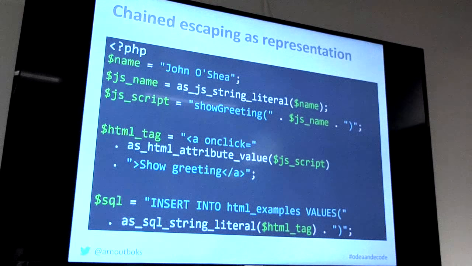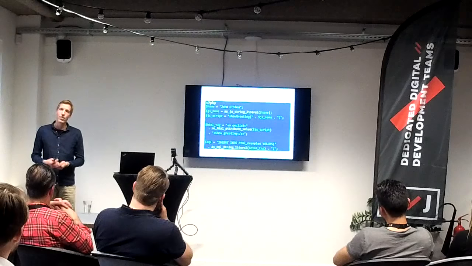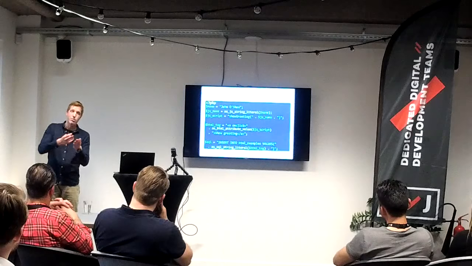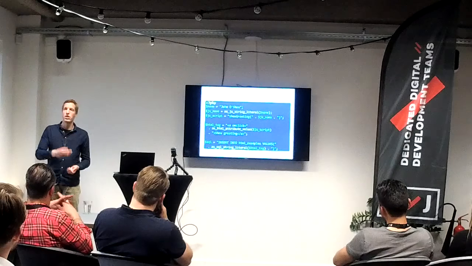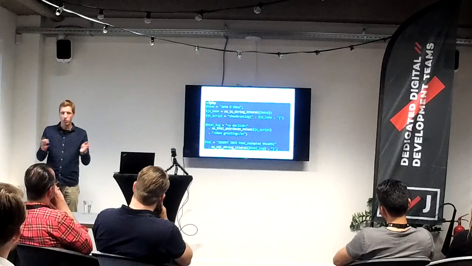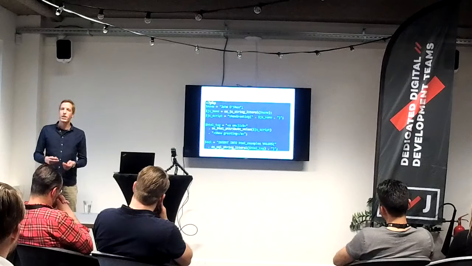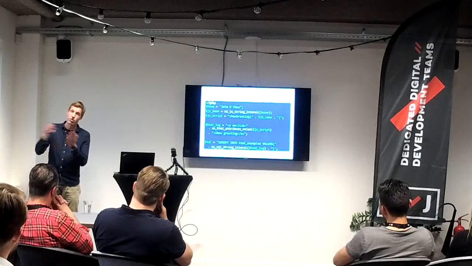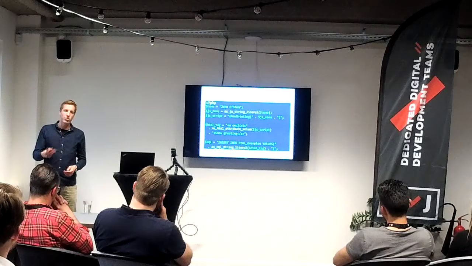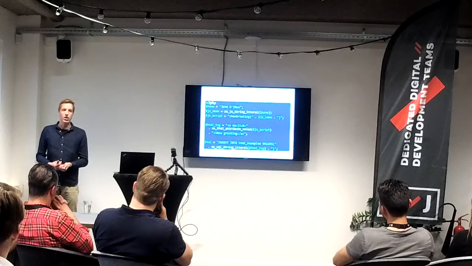First, we convert it to a JavaScript string literal. Then, when we put it into an HTML attribute, we need to represent that JavaScript part as an HTML attribute. And then again, if we put that HTML snippet into the database, we need to represent that string as an SQL string literal, which we can put in our query.